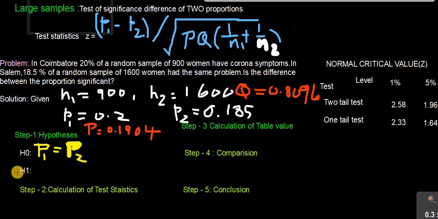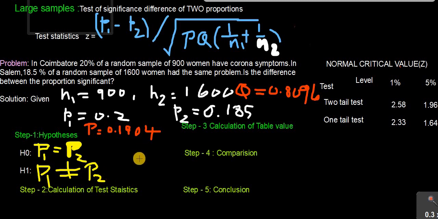Now what is the alternative hypothesis here? I already told you that the opposite of the null hypothesis is the alternative hypothesis. Here in the null hypothesis, the two proportions of corona affected women are equal. So the alternative hypothesis is that the proportions in the two cities are not equal. The proportion of affected people in the two cities are not equal. So this is what we call an alternative hypothesis. Okay. So we have got the alternative hypothesis.